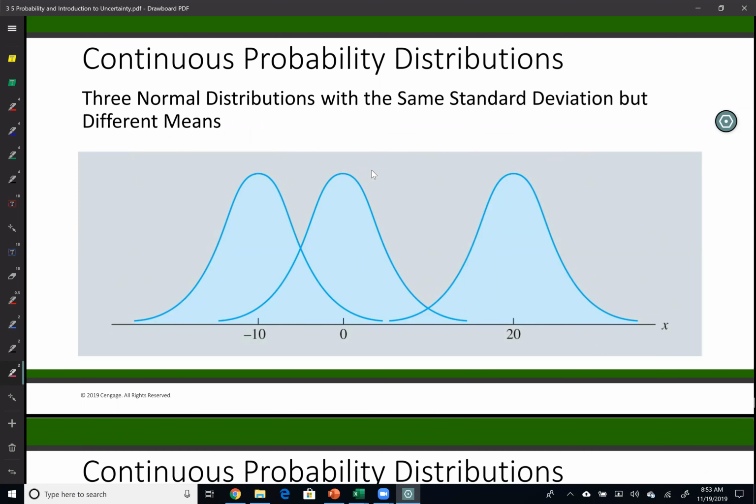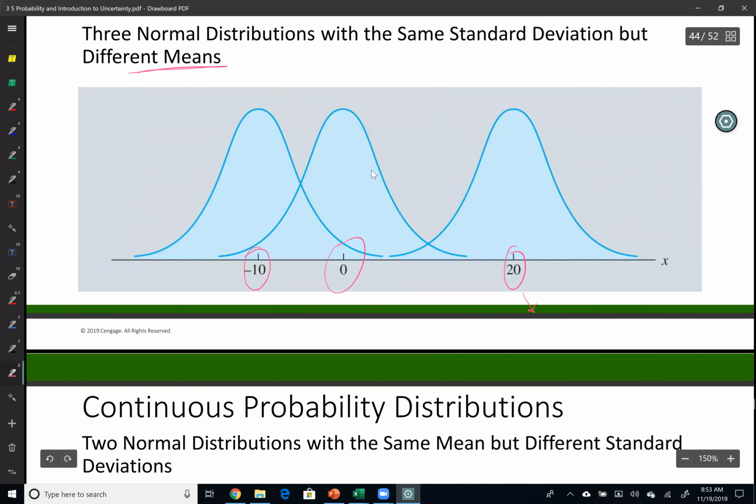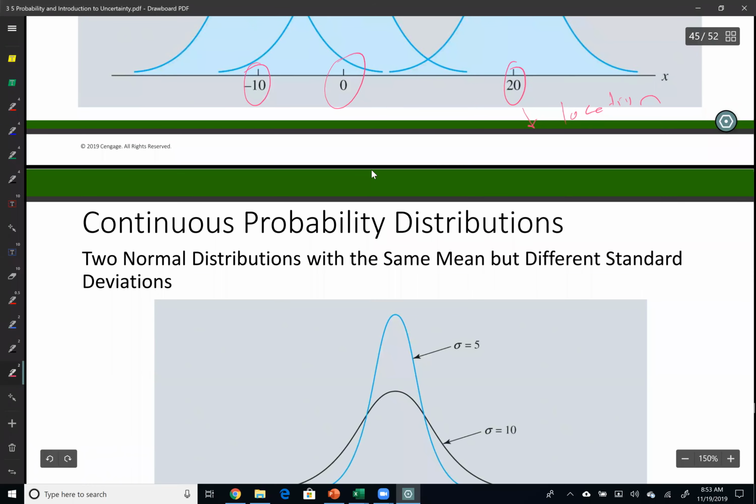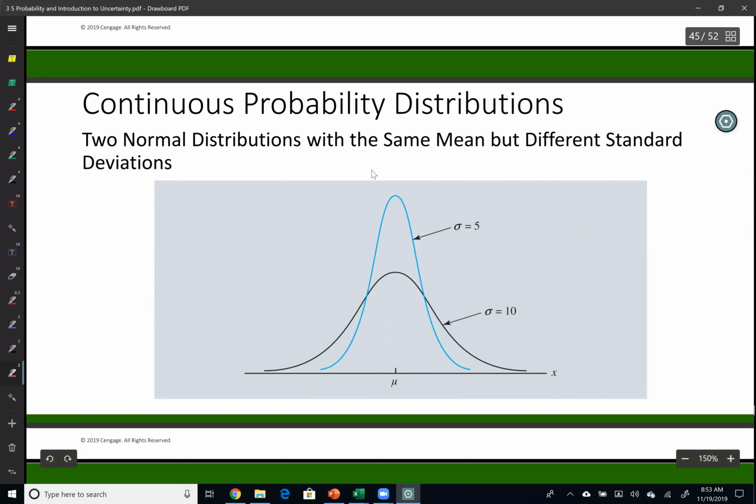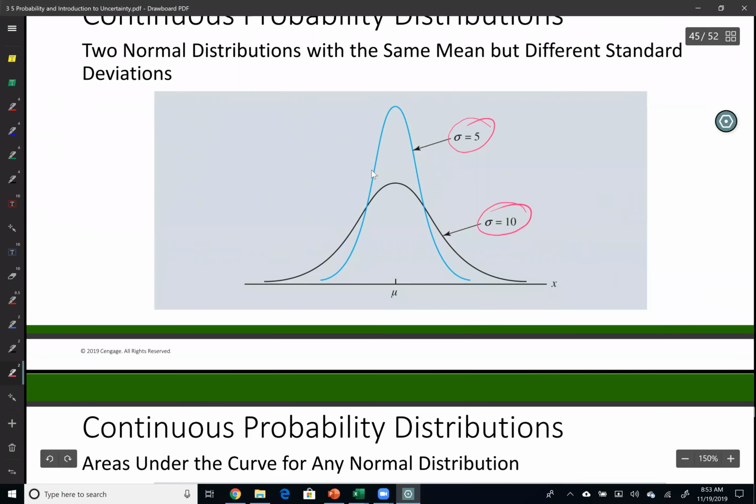With different means, as we talked about before, this mean is -10, this mean is 0, this mean is 20. As you see, it's the same curve; it's just the location that changes. That's why the mean is also called the location parameter for the normal distribution. And if I have a smaller standard deviation, as I talked about, the distribution becomes more spiky.